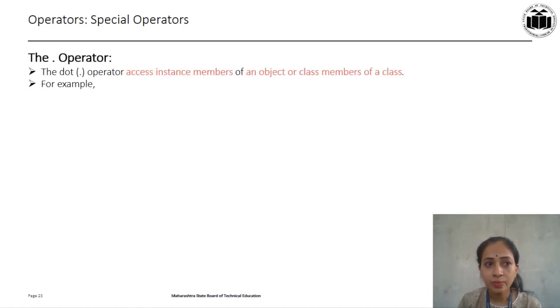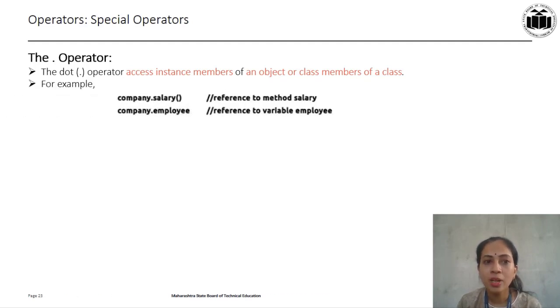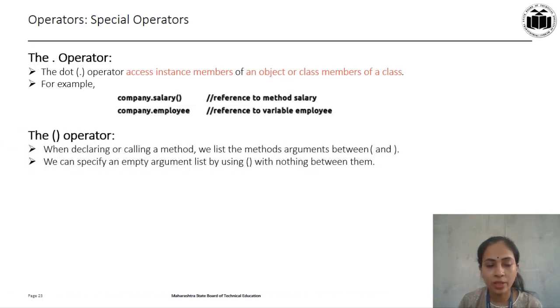Next, the dot operator. The dot operator accesses the instance members of an object or class members of a class. For example, company.salary or company.employee. The next is the parenthesis operator. When declaring or calling a method or function, we list the method's arguments between parentheses. We can specify an empty argument list by using opening and closing brackets with nothing between them.